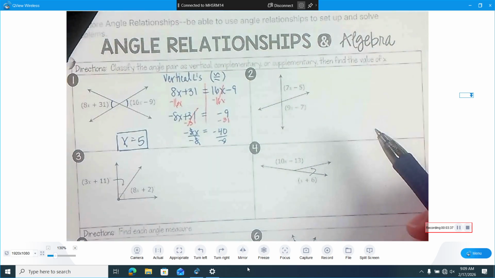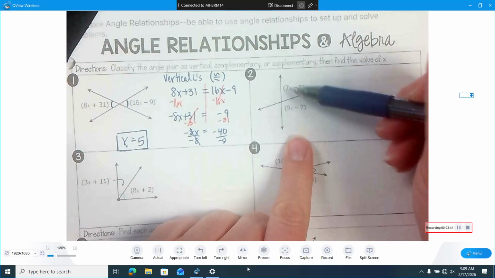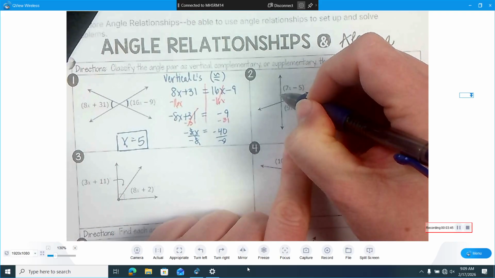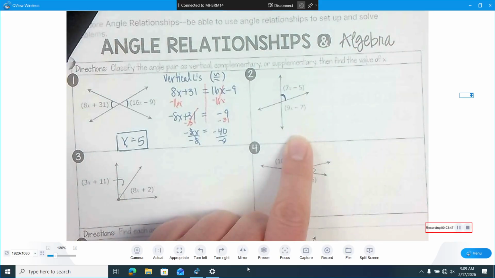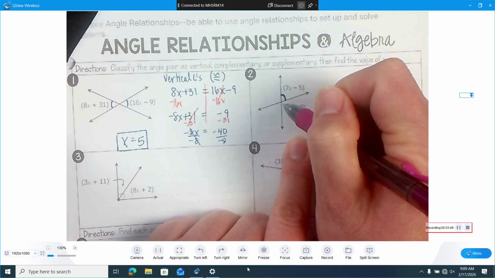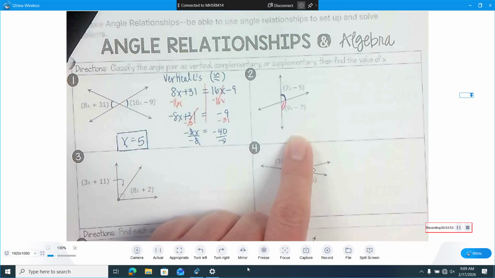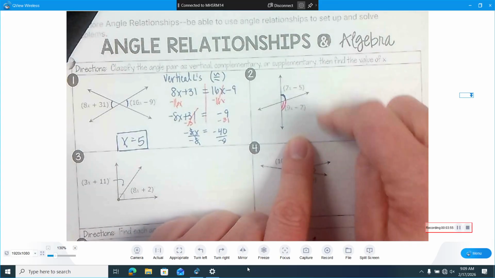Let's look at number 2. Here we have an angle that is 7x minus 5 representing this angle portion right there. And then 9x minus 7 is representing this angle bit right over here. The next door neighbor. What kind of angles would you call those?